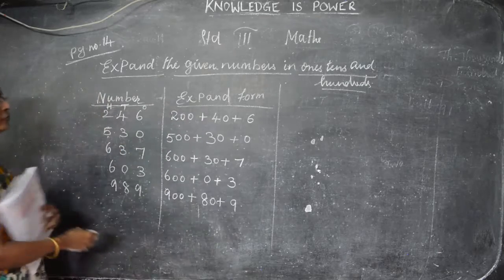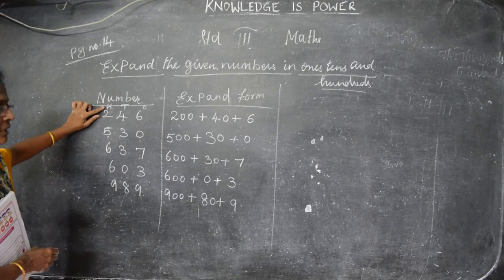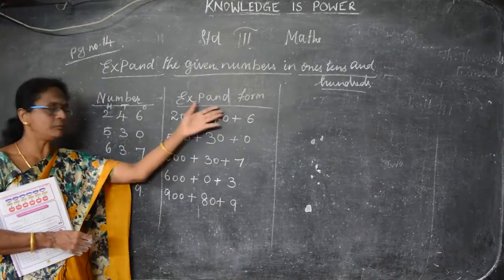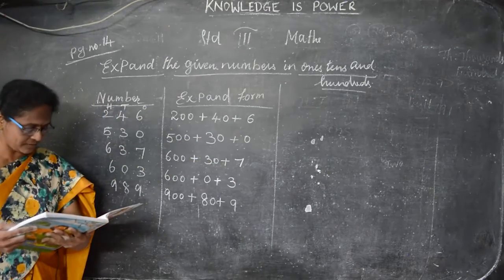This is the expanded form. So expanded form is according to the given digits, ones, tens, hundreds, you write it at the top and you can write down the numbers in the expanded form. Okay children, thank you. We will see it in the next class.